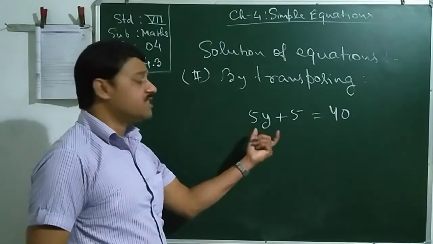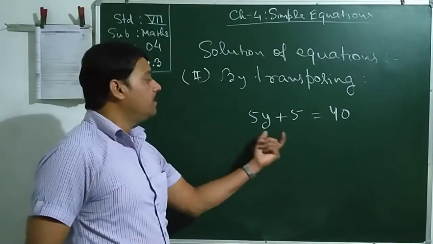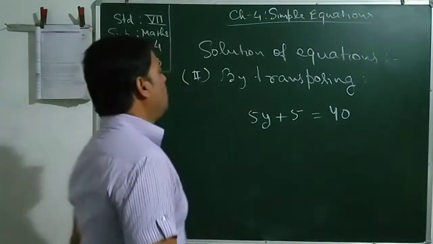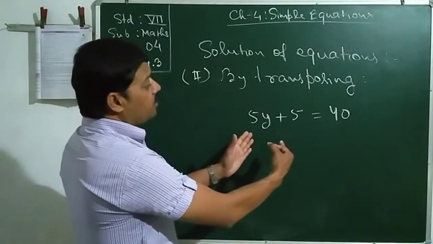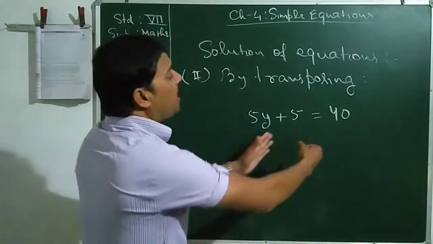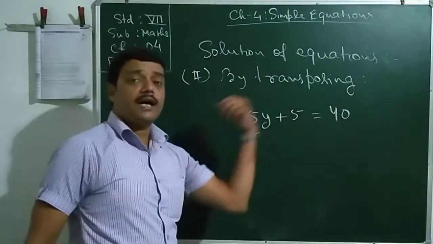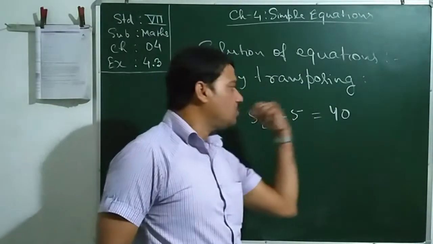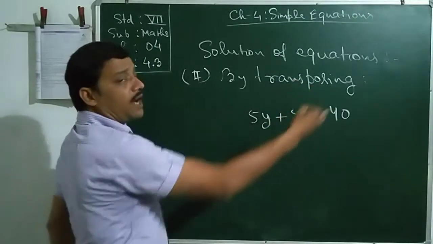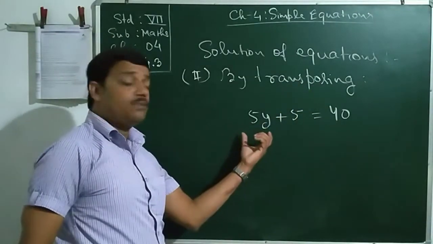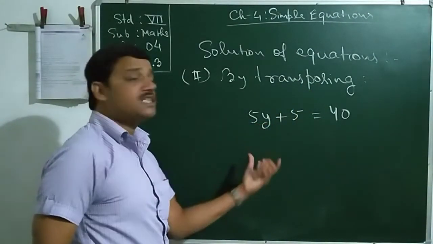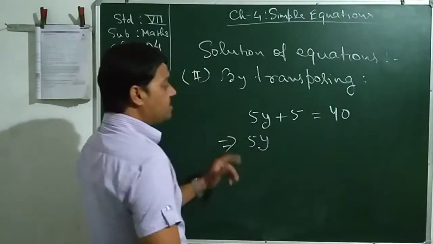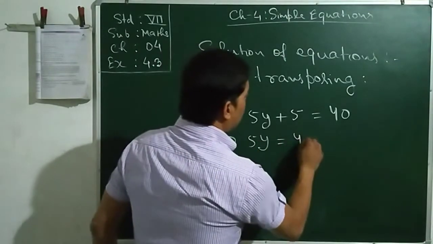In this equation, this term contains the variable. These both of them are constant terms. Now we can send this 5 to the RHS, or we can bring this 40 to the LHS. We don't need to bring that 40 to the LHS. We can send this 5 to the RHS, then also the term containing the variable will be separated. In this way, 5y will remain in the LHS, but 5 will be shifted to the RHS.